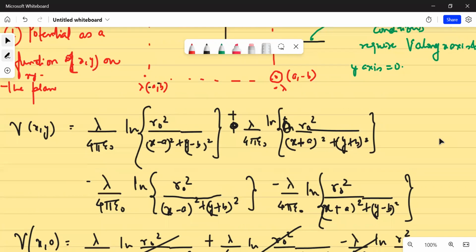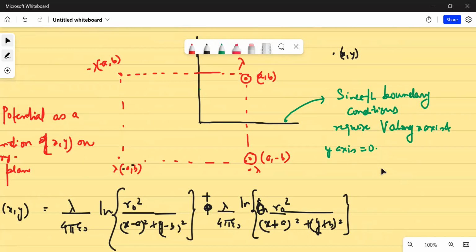Okay. And if I wanted to find my potential as a function of x, y, z, then there is a problem because this is infinitely extending. So this is infinite extension now.